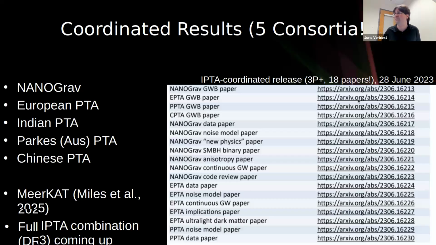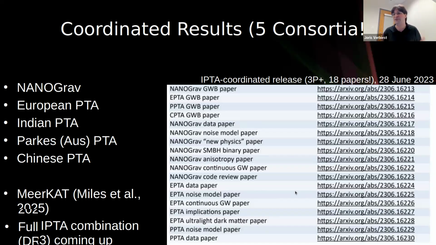As mentioned, it was a coordinated effort, and so we had 18 papers all coming out at the same moment on the 28th of June, 2023. It was very stressful to get this all organized, but we're very happy that it worked. About half a year later, MeerKAT also came out with their result, which again is consistent with everything, but they didn't manage that 28th of June deadline, so that took a bit longer.